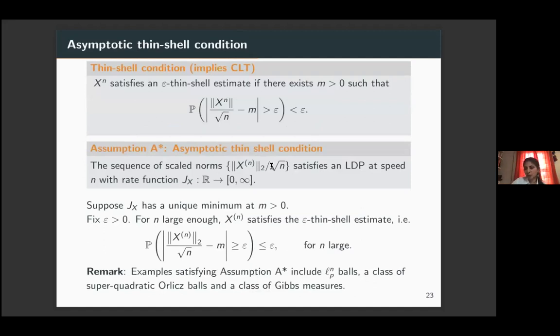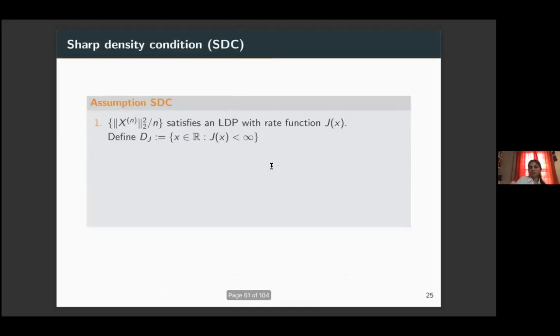I'm just taking the square. Okay, so it's really the same. The square will satisfy an LDP if and only if the original one does. So this is essentially the asymptotic thin shell condition A star that I put last time.